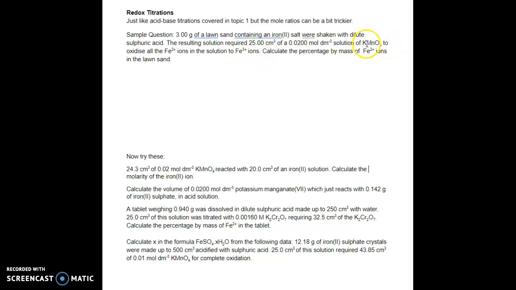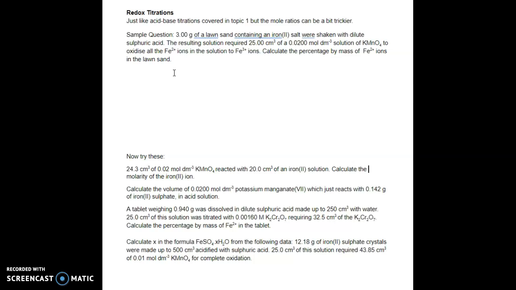The second part would be the conversion of the MnO4- ions, the manganate 7 ions, just in case you haven't got that name yet from earlier in the worksheet, into Mn2+. Just a reminder that that equation is MnO4- plus 8H+ plus 5 electrons going to Mn2+ plus 4H2O.